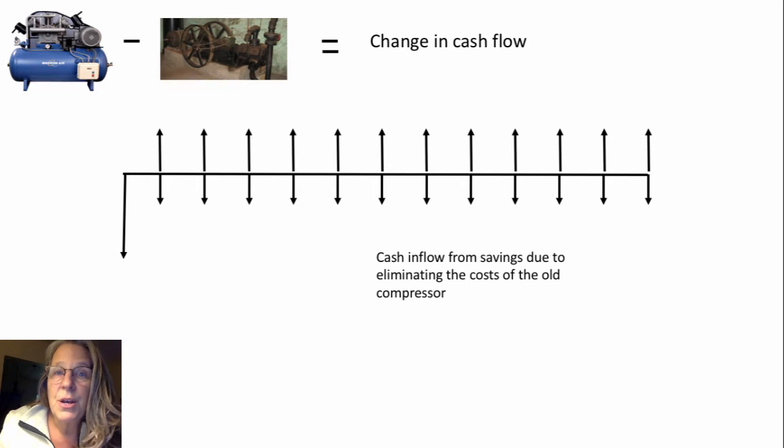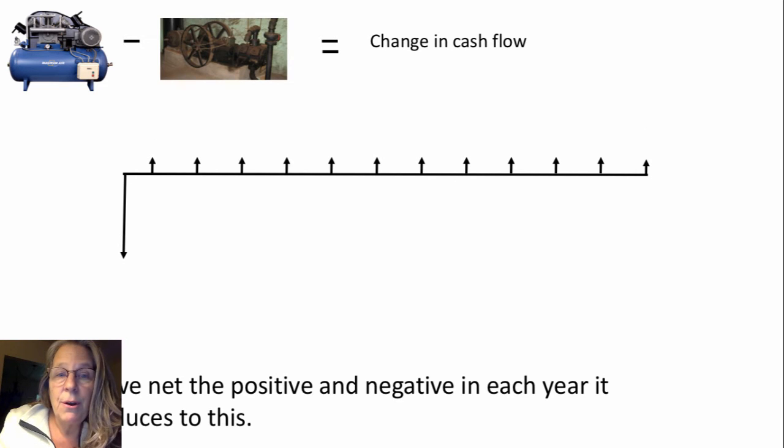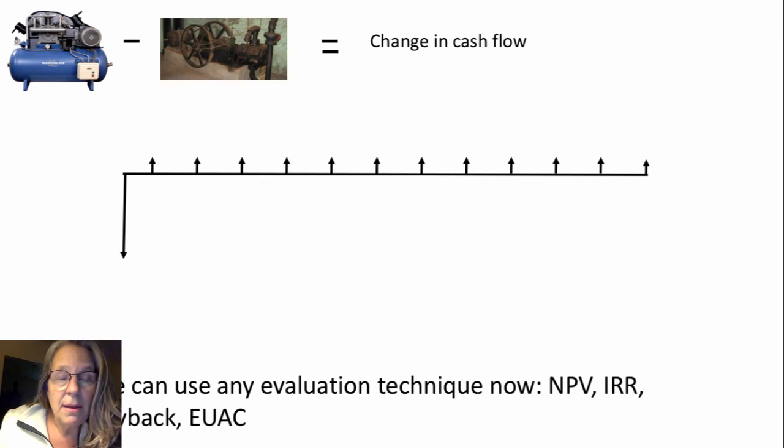All the cash flows on the top are savings from getting rid of the old compressor, and the negative ones are the new compressor's costs. We can net that together, and we get an initial cost that has ongoing savings associated with it. And once we've done that, we can use any kind of evaluation technique like net present value, IRR, payback, or EUAC or EAC. And this is one way of doing the replacement analysis.